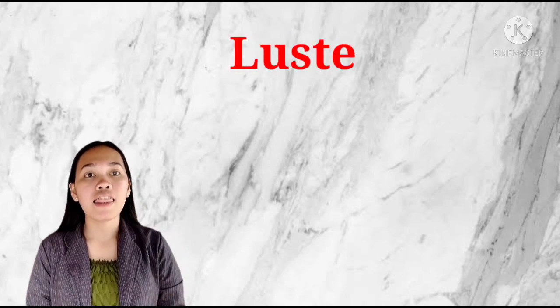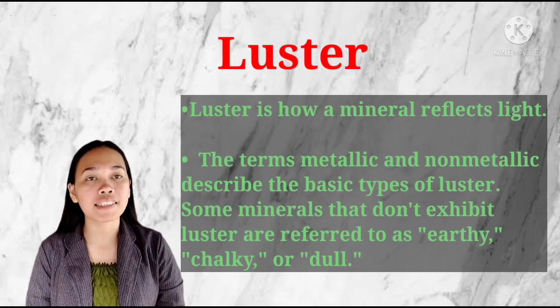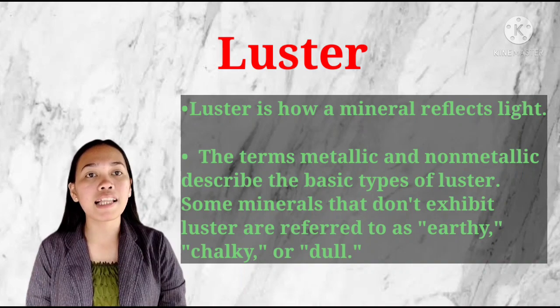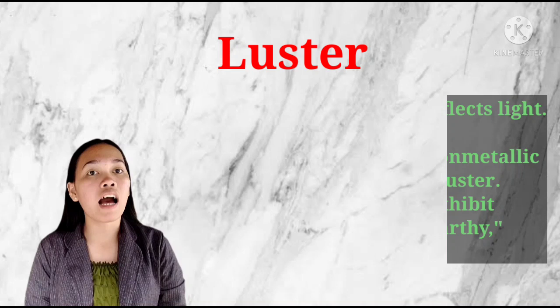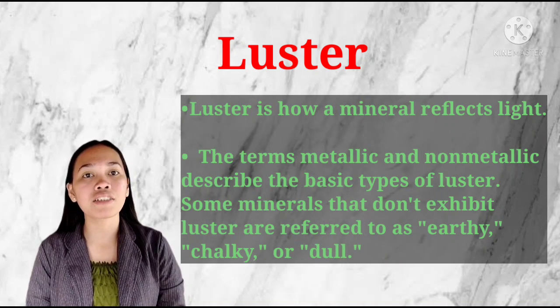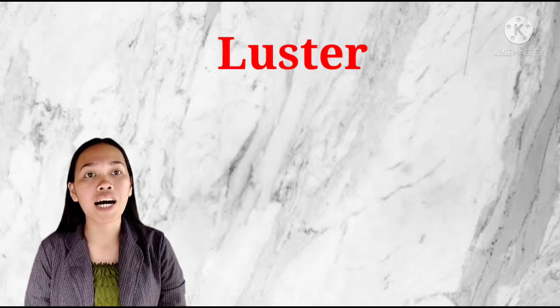Next physical property is luster. Luster is how a mineral reflects light. The terms metallic and non-metallic describe the basic types of luster. Some minerals that don't exhibit luster are referred to as earthy, chalky, or dull.